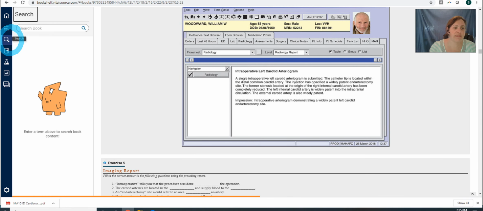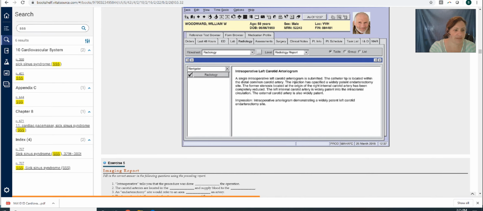I'm going to open up the search and I'm going to search for SSS and see what it finds. So it found matches in Chapter 10 here, and here, but then it found something in the appendixes and something in Chapter 8. Well, this isn't a Chapter 8 assignment, so I don't care about those. All I care about are the matches in Chapter 10 because that's where this assignment is coming from.